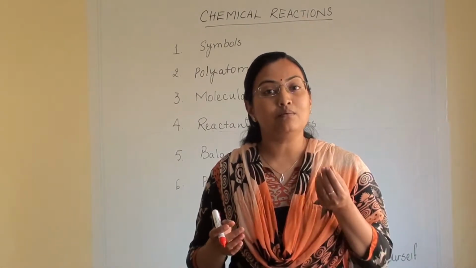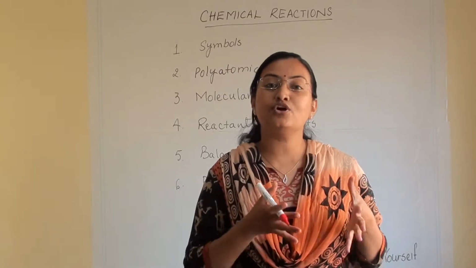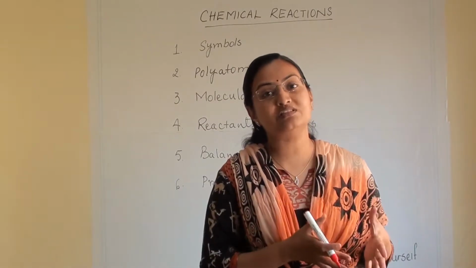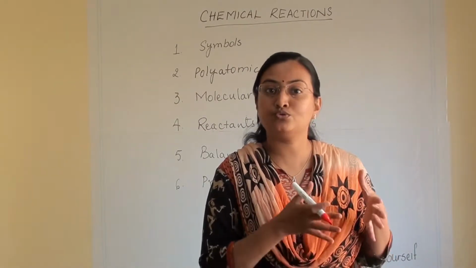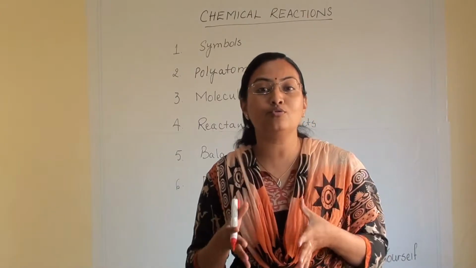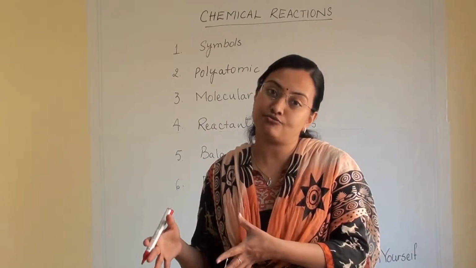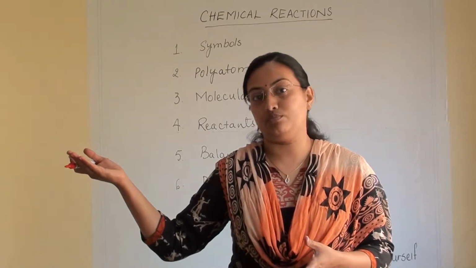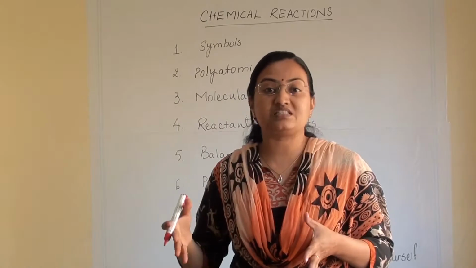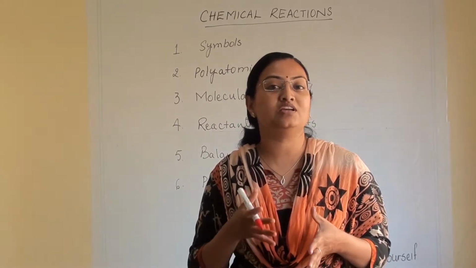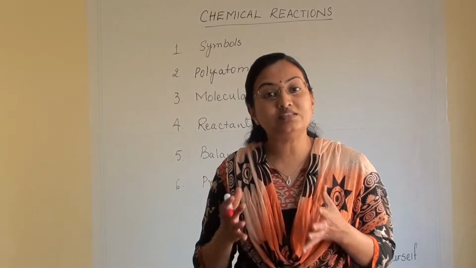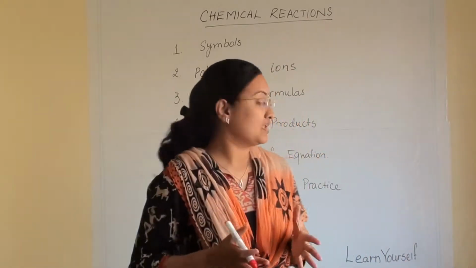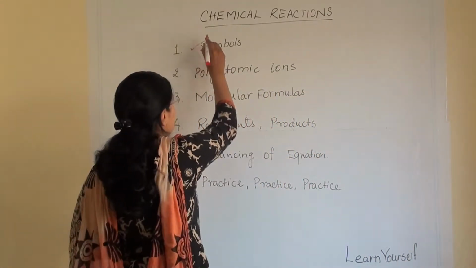For example, math. You started your math problems with simple subtraction and addition with 2-digit numbers, followed by 3-digit, followed by 4-digit, and then it was followed by word problems. So we follow these simple steps in chemistry also. All this starts with symbols. What are the symbols? First thing is symbols.